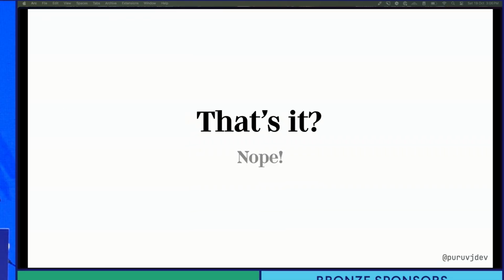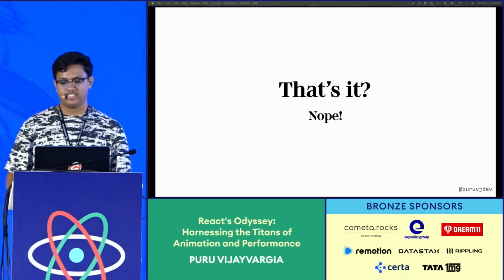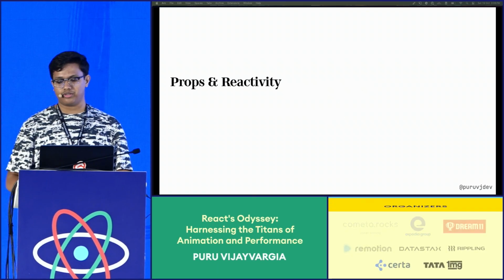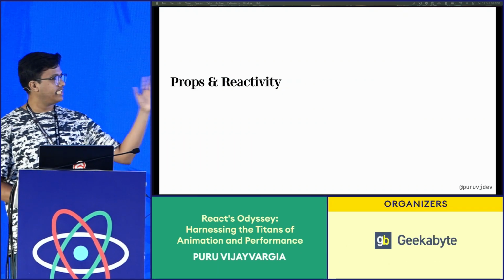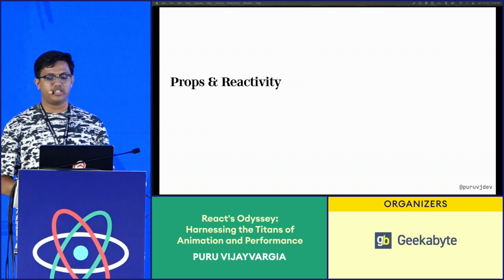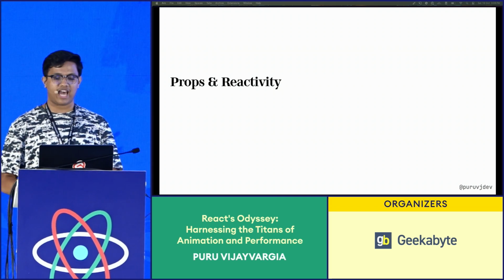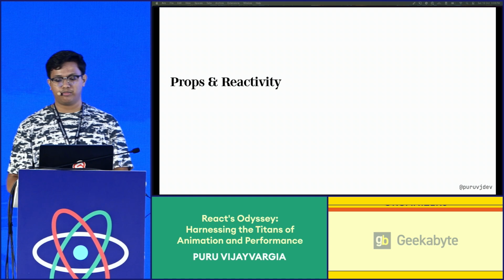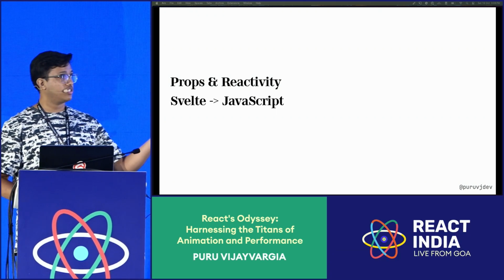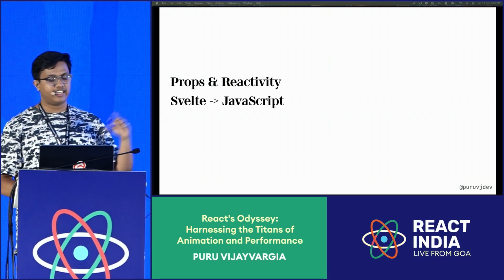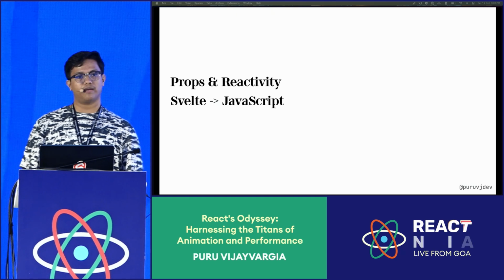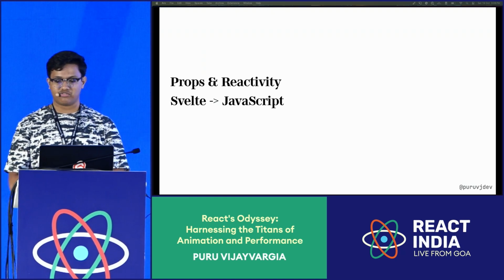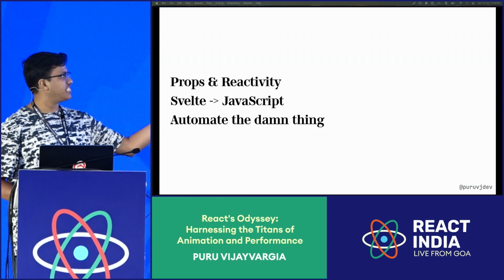That's it? No, not yet. We still have a few things to worry about. Namely, props and reactivity. The code I showed does not allow for props, and we should be watching them for any changes and notifying the Svelte component. And just like browsers don't understand JSX and it has to be compiled down, we got to compile .svelte down to JavaScript as well. And lastly, just automate the damn thing.